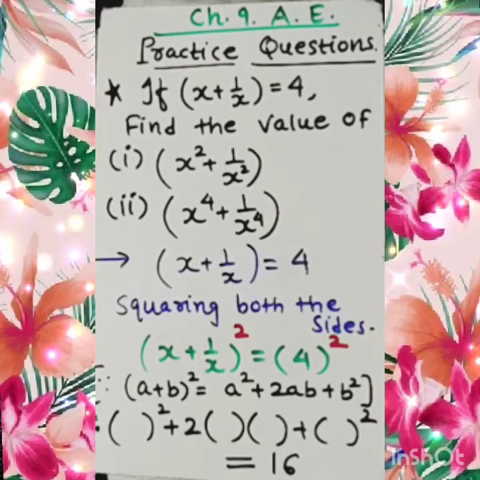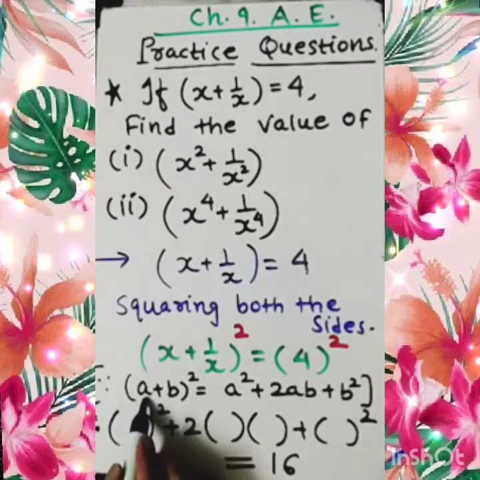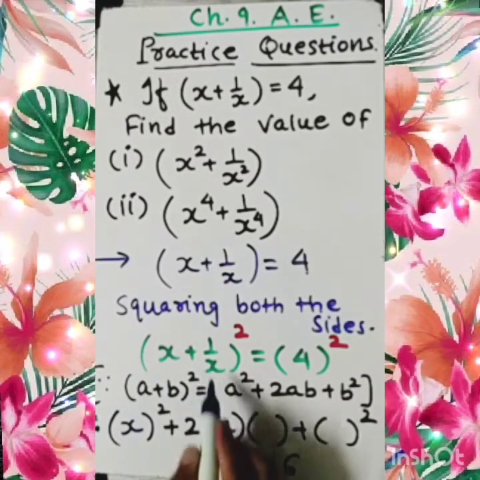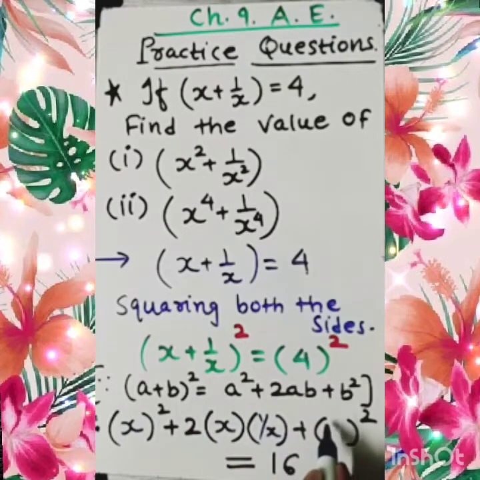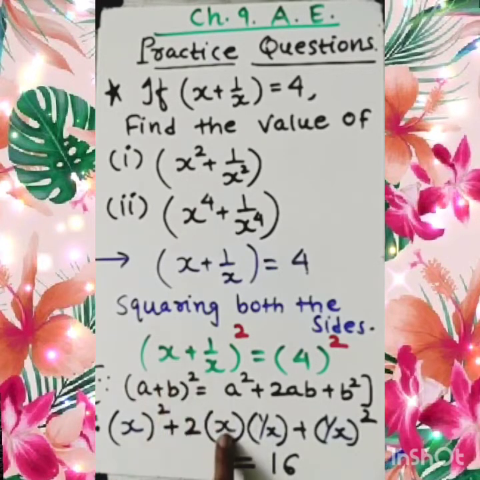So we need to work out here what A is. What is the first term A? That is x. What is B according to this? It is 1 by x. Let me explain again, look at your screen. A means the first term, that is x. Here also A is x. Here we need to write B. B is the second term, 1 upon x. And B squared is 1 by x squared.